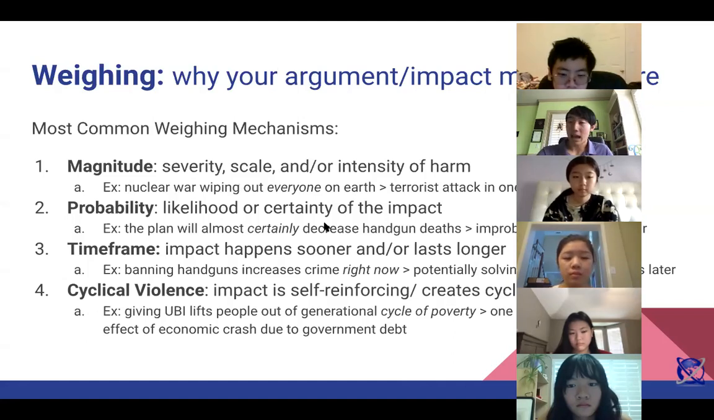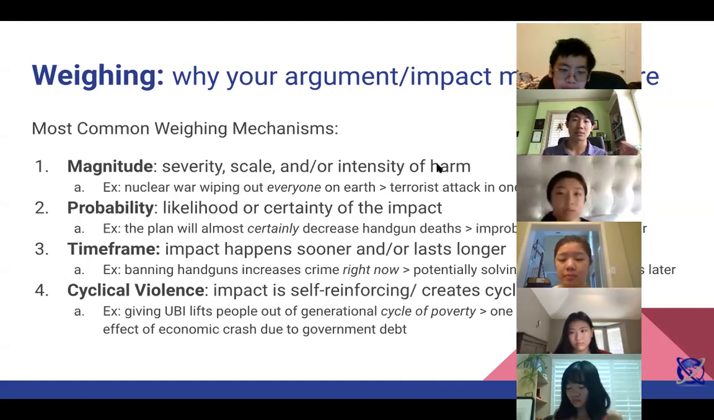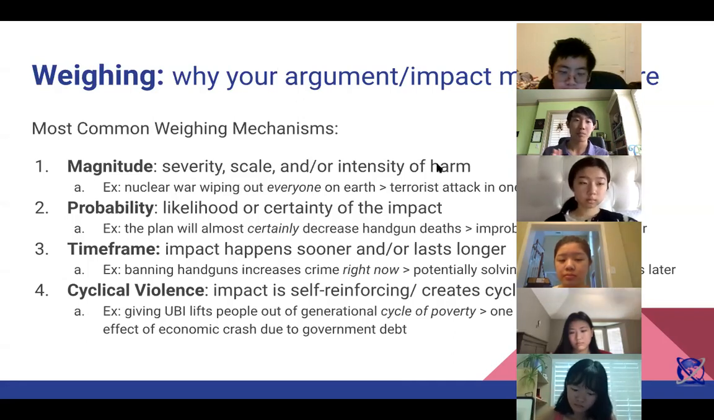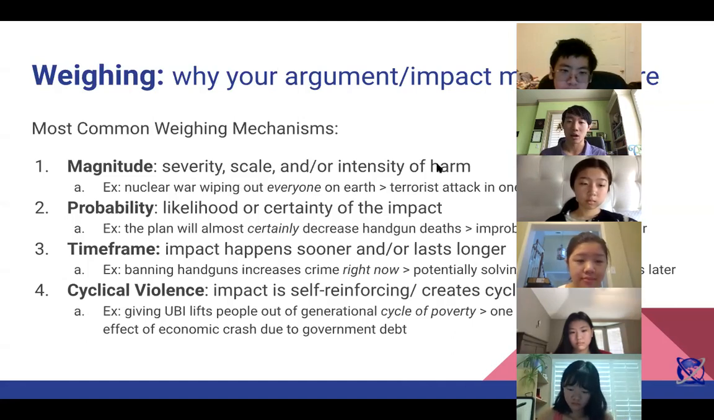So every rebuttal speech, including the 1AR, probably even the 1NC, and of course the 2NR and 2AR in LD, should all have some sort of weighing or argument or impact comparison. That is usually going to utilize these mechanisms: is my impact more important because it's bigger? Is it more likely, or does it happen sooner or last longer?